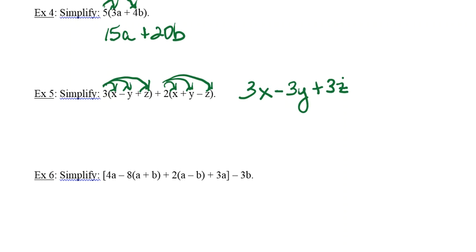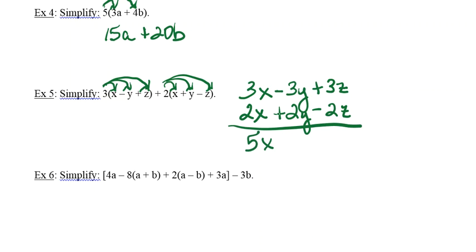I'm going to use the stacking method on this one. 2 times x is 2x. 2 times y is 2y. 2 times negative z is negative 2z. 2x plus 3x is 5x. Negative 3y plus 2y is negative y. 3z minus 2z is z.